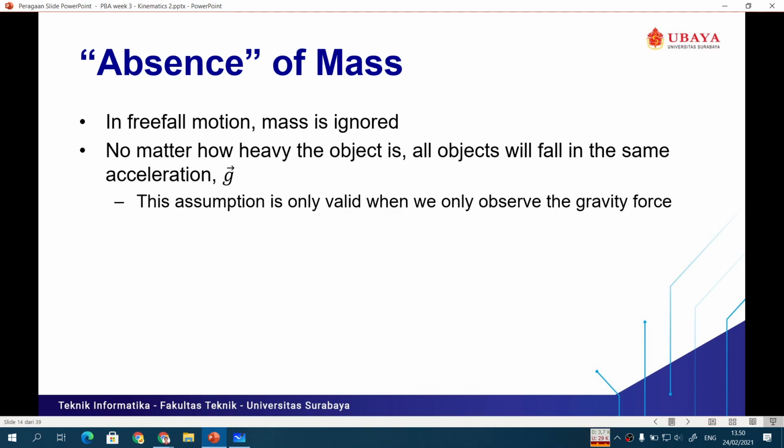Okay, so in a freefall motion, the mass of the object is ignored. No matter how heavy the object is, all objects will fall with the same acceleration, which is g. Of course, the assumption is only valid when we only observe the gravity force, and exclude other external forces such as wind drag.